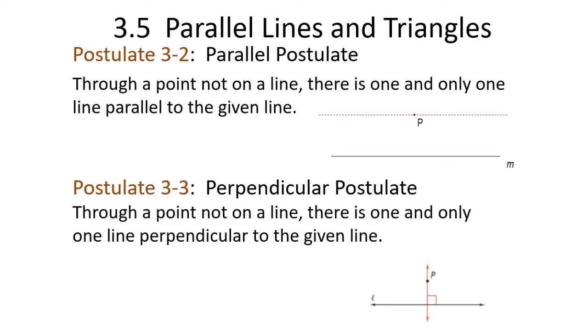3-3 is pretty much the perpendicular equivalent. If you have a point not on a line, then there's one and only one line that's perpendicular to the given line. Here again we have line L and point P, and there's exactly one line that goes through point P that's perpendicular to line L.